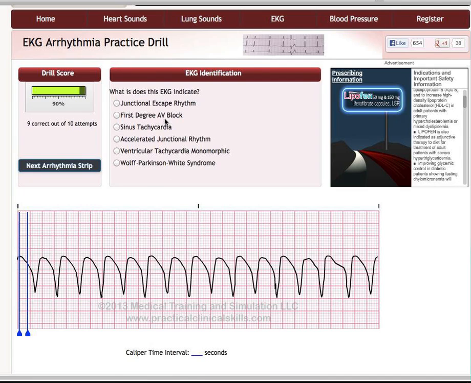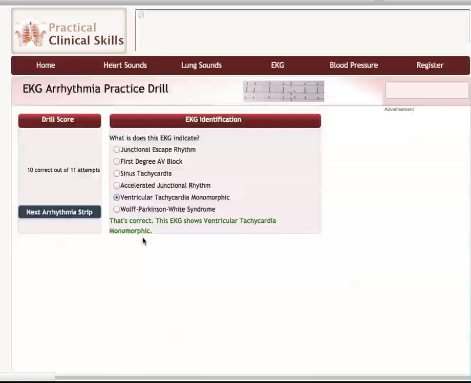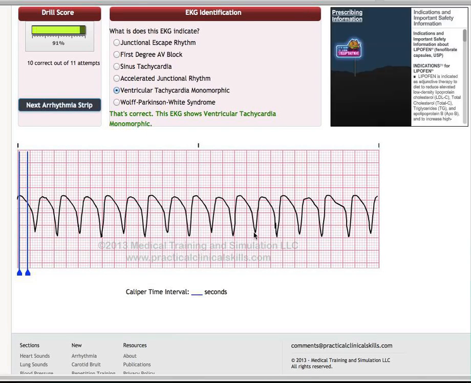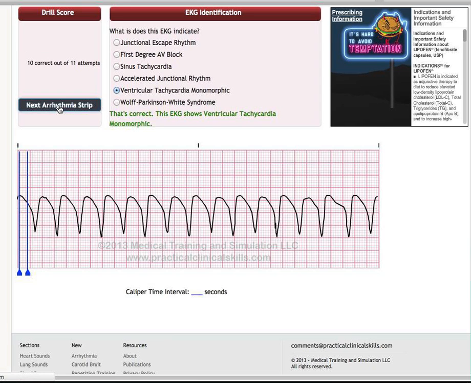It's not a first degree block. We don't have any QRS complexes. And it's not a junctional escape rhythm because this is too fast. This is V-tach, ventricular tachycardia. It's monomorphic, remember, because they all look the same. It's a monomorphic rhythm, which means all these QRS complexes are going to look identical. And then the rhythm is going to be occurring from one location. That's what that means.